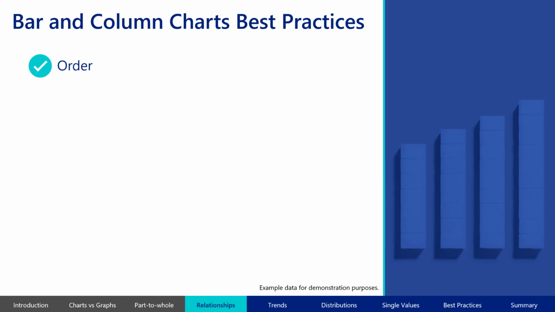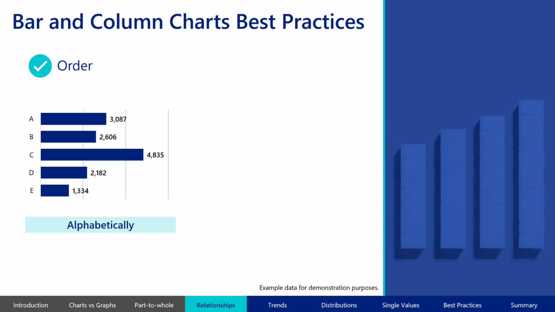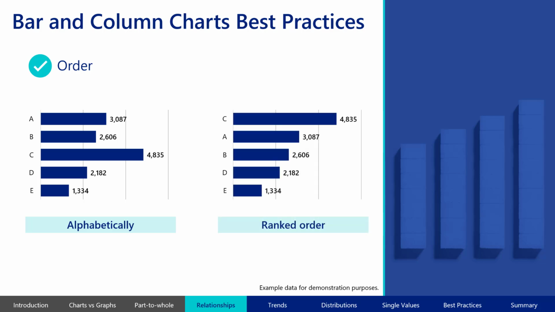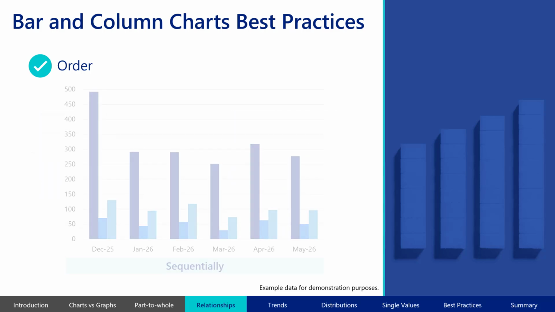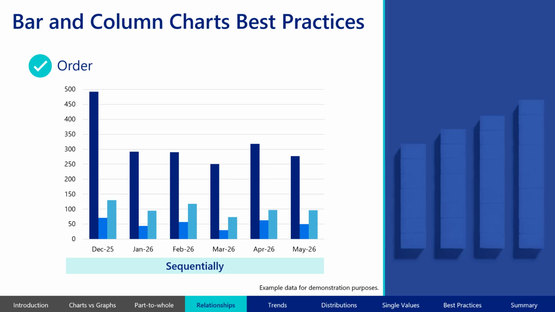Order the data displayed in the bar or column chart in a logical format. The data can be displayed alphabetically, by values such as ranked order, or sequentially if your values represent time. The order you choose depends on the data, the question you are trying to answer, and the needs of your audience.